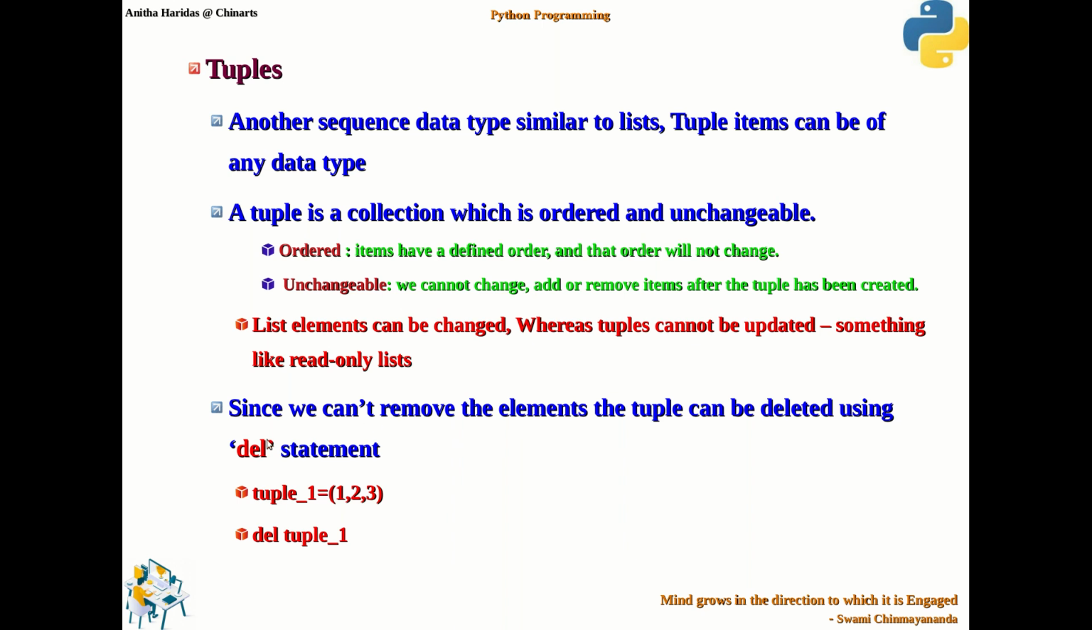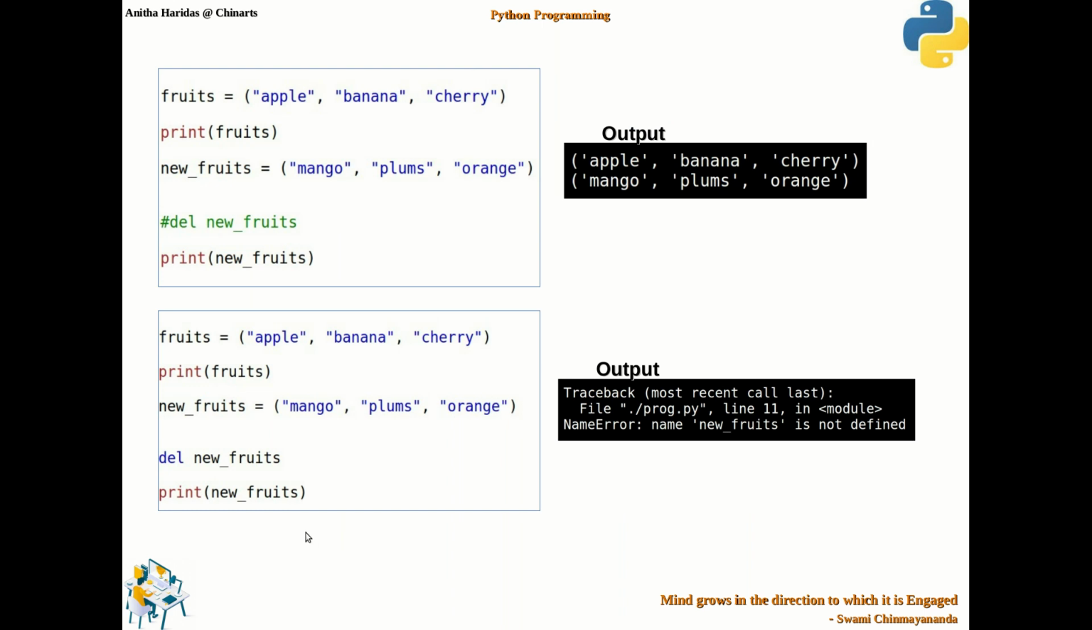Now, since we cannot remove the elements of the tuple, it can be deleted as a whole, right? You can delete a tuple as a whole from the memory using the del statement. Say, for example, you declare a tuple something like this, and you can delete it using the del statement. You say del and tuple1, which is the name of the tuple, then it will be removed from the memory. Even the reference will not be there for that particular object. So this is an example of a delete statement.